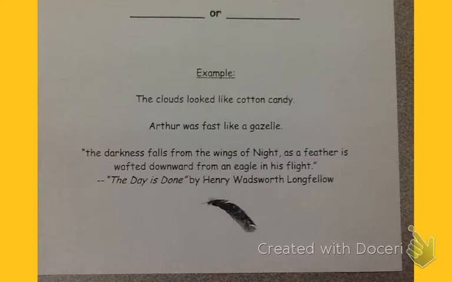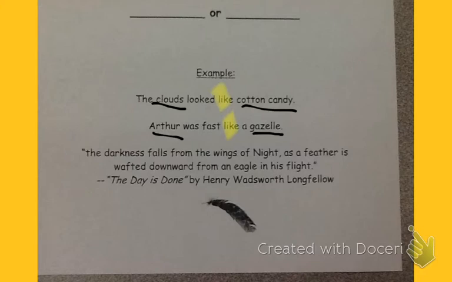The clouds looked like cotton candy. Here's my key word, like. What is being compared? The clouds and cotton candy. Clouds are like cotton candy. Fluffy, fluffy, fluffy. Hopefully you don't have to taste them. Arthur was fast like a gazelle. What is being compared? A gazelle and Arthur. We're saying that Arthur is like a gazelle.